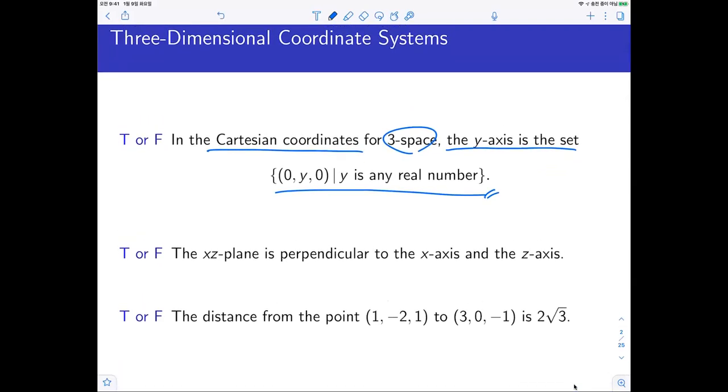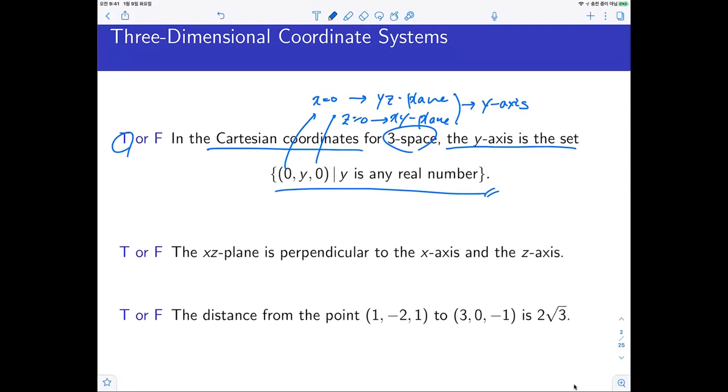Here, the x component is zero. If the x component is zero, then the point lies on the yz plane. And if z is zero, then the point lies on the xy plane. Since both x and z are zero, the points are on both the xy plane and the yz plane. And we know that the intersection between the xy plane and the yz plane is the y axis. So this is correct.